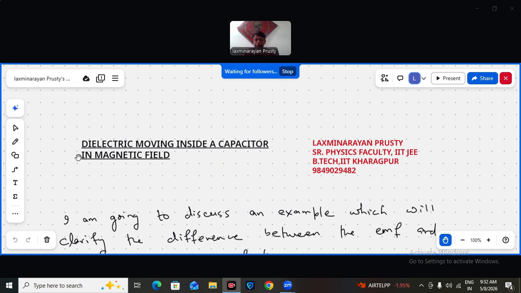Just see the name of the topic: dielectric moving inside a capacitor in a magnetic field. Dielectric material moving inside a capacitor in a magnetic field. तो ये कौन सी बात होगी, चलो आगे देखते हैं क्या है.